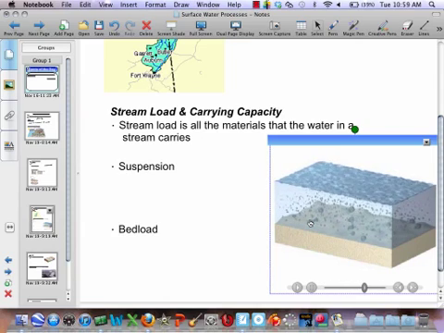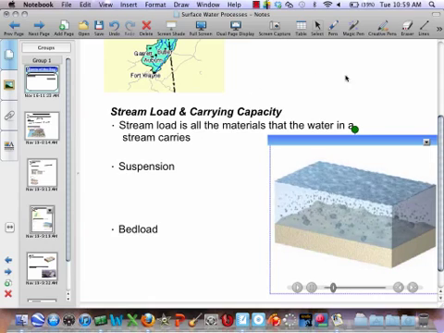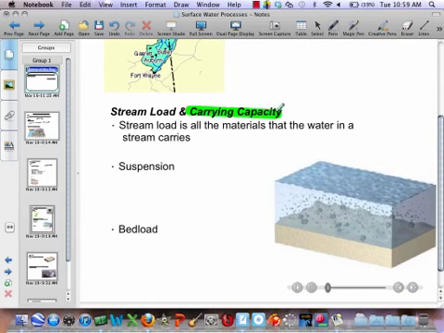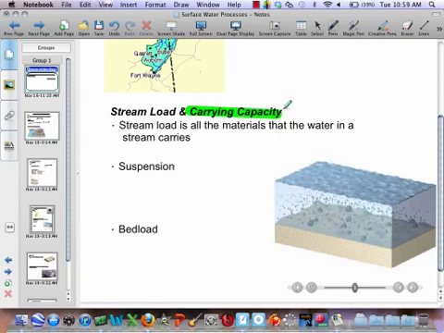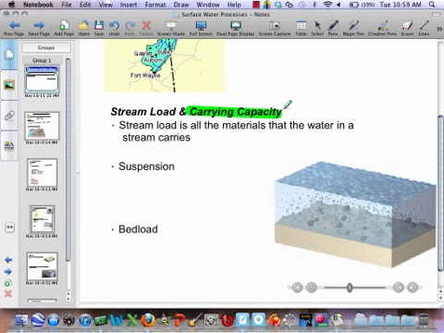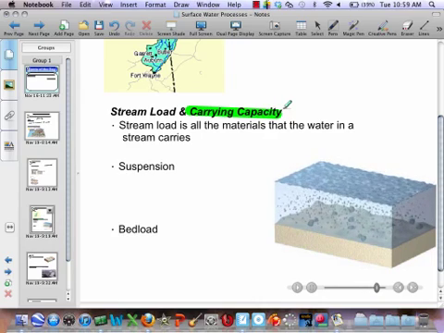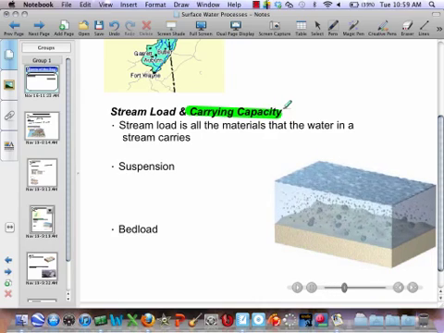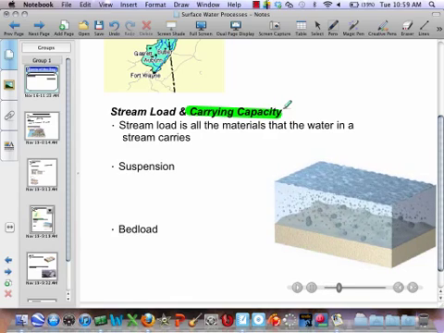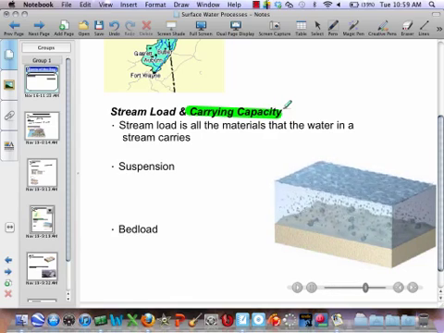So when we think about this, this is what we call carrying capacity. Write this down. Carrying capacity. The best way to define this term and what it means is that the faster water is moving, the larger and more material the water can carry.